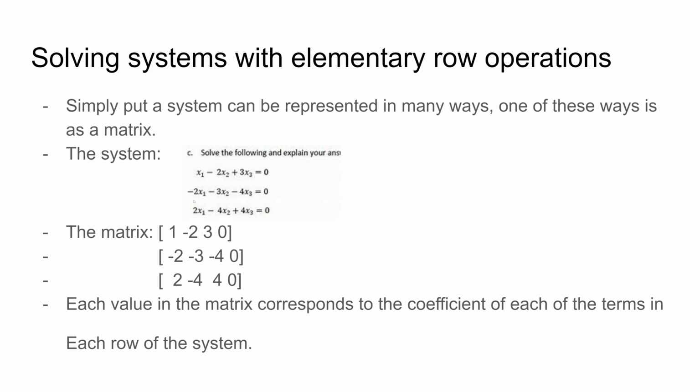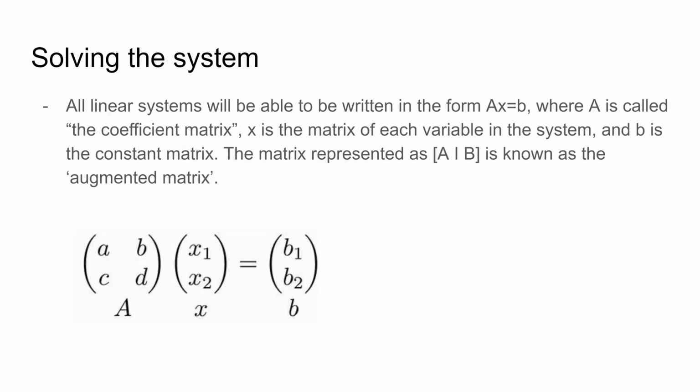So each value in this matrix corresponds to the coefficient. So it's called the coefficient matrix. And this matrix with all the coefficients and the zeros is called the augmented matrix. And it's pretty much the base of solving matrix equations. It's what we use every single time.